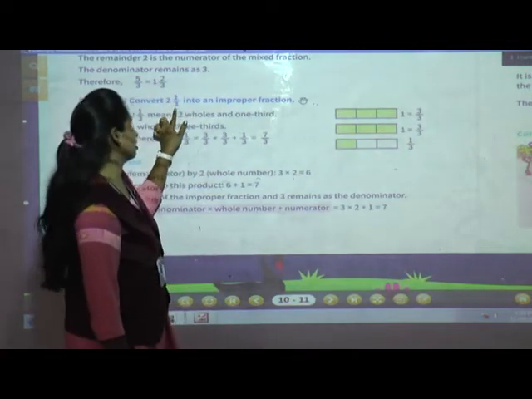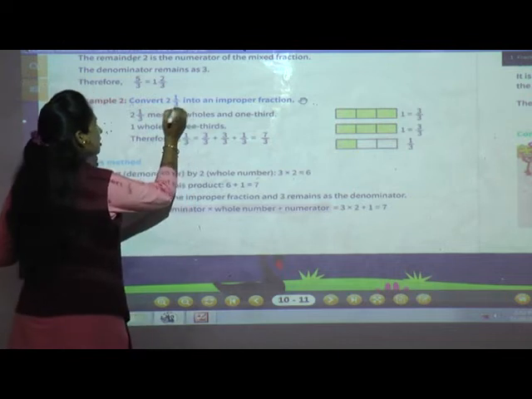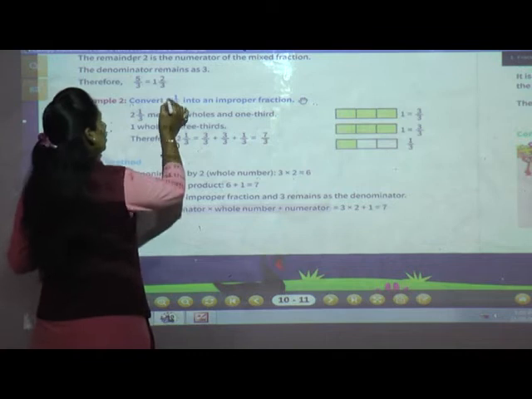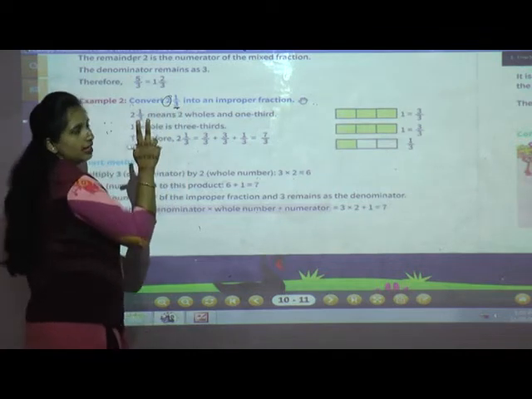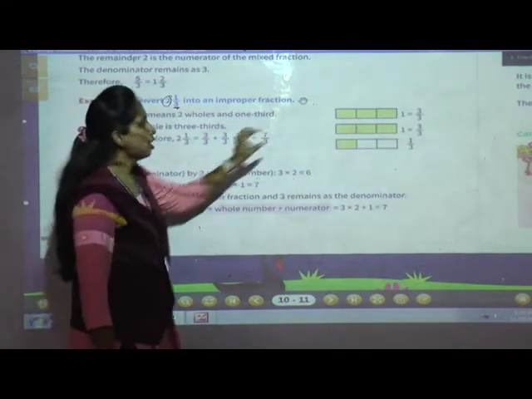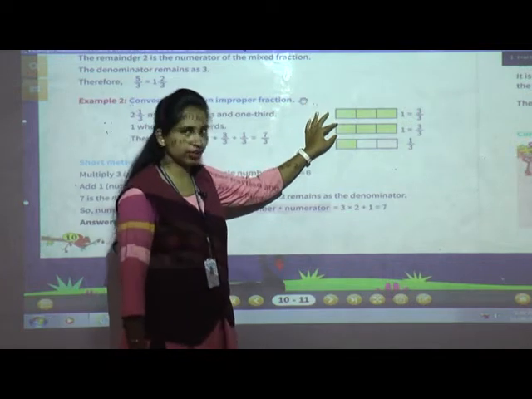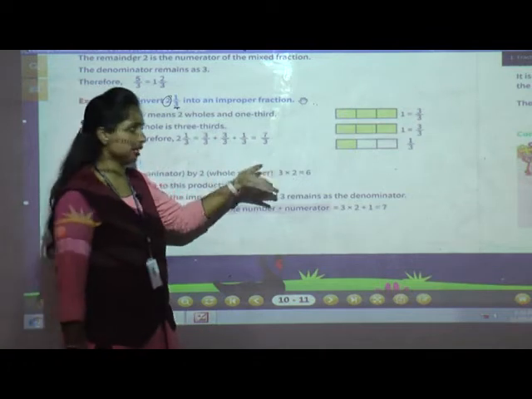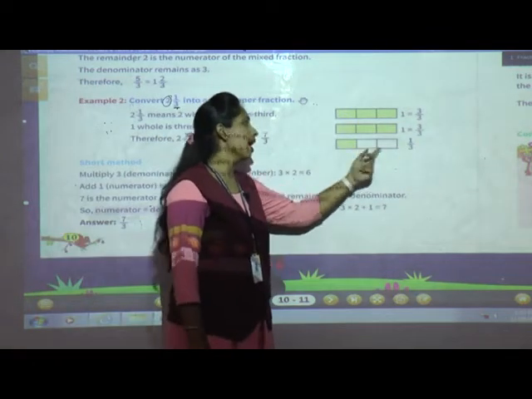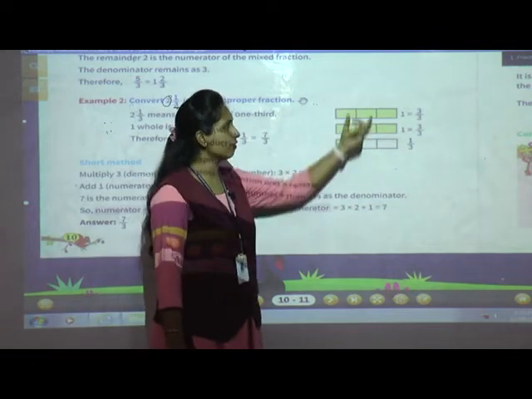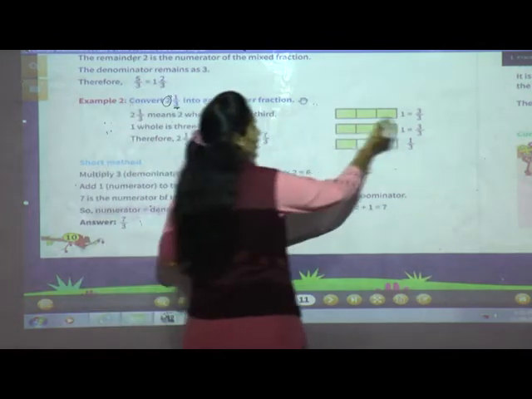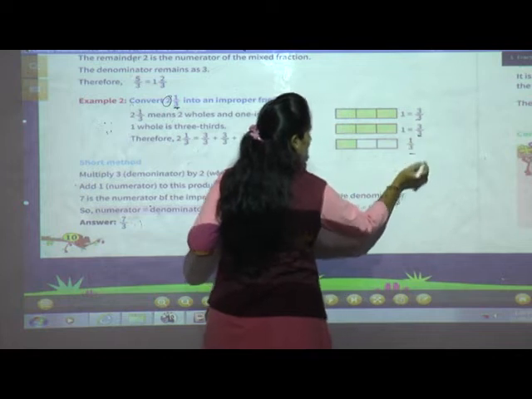2 1 by 3. So 1 by 3 is very important. What is there in the whole part? 3. So already they had given 2 whole numbers, so 3 by 3, 3 by 3, and the next 1 by 3 we need to add in that. So the answers are 3 upon 3, 3 upon 3 and 1 upon 3.